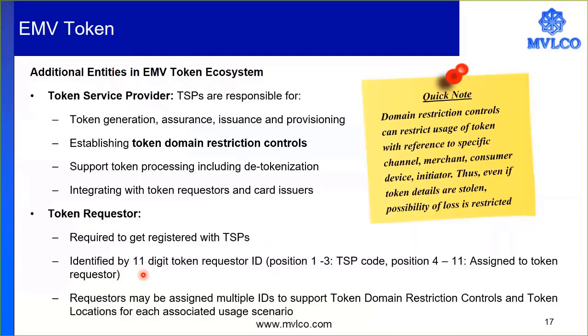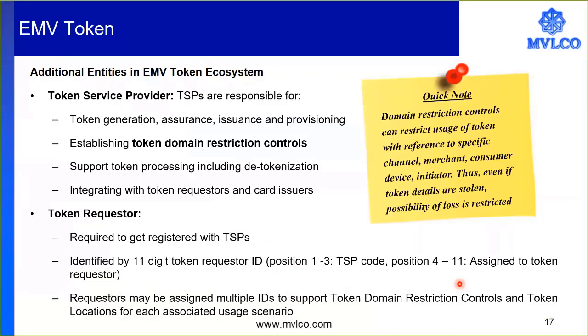Now it is not necessary that this token requester has a single ID. It may have multiple IDs to support token domain restriction controls and token locations. When I say token locations, it would mean what is the storage location of those tokens, something like maybe on chip, or if it's an NFC card, is it on cloud, or is it on the secure element, or if it's a device, on what kind of a device are you going to store that. So that is called a token location.